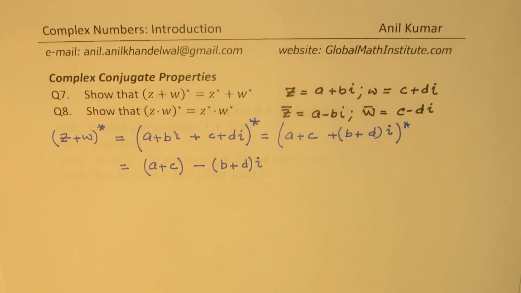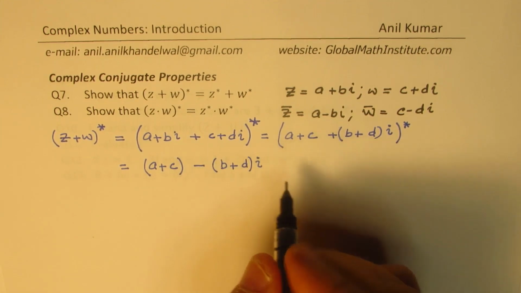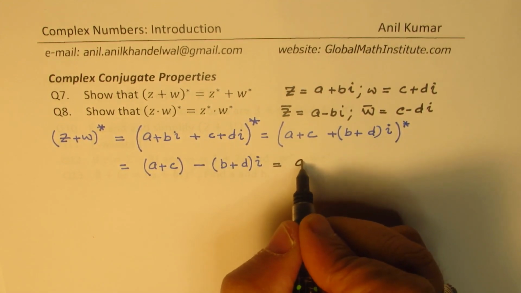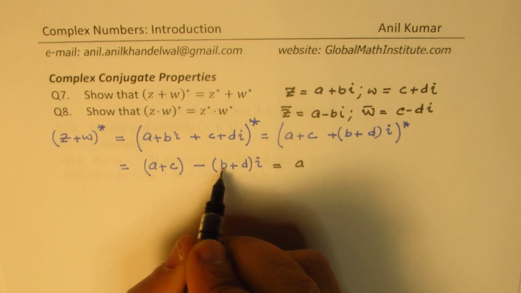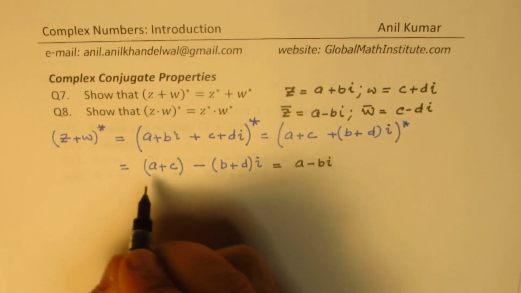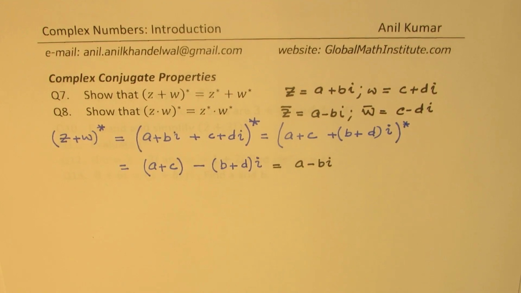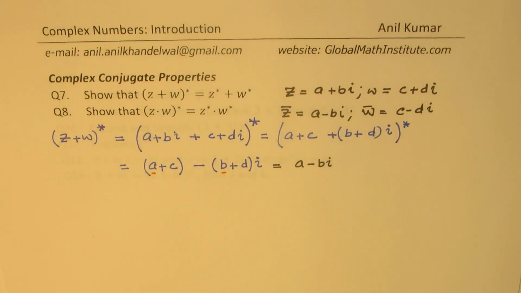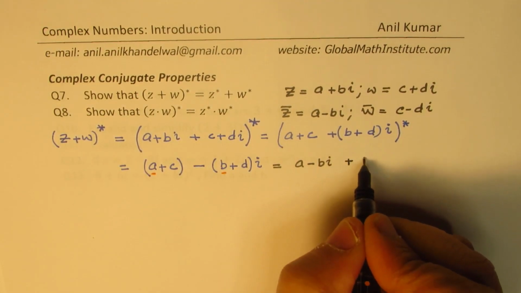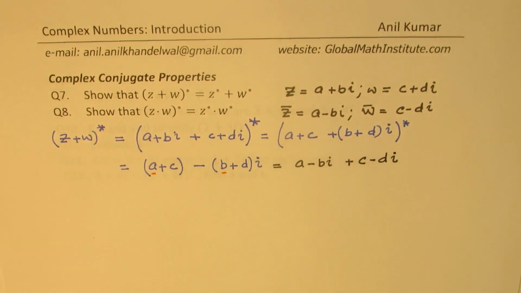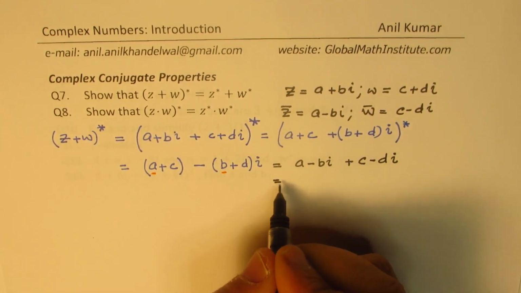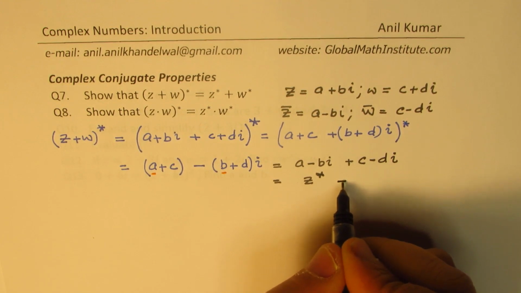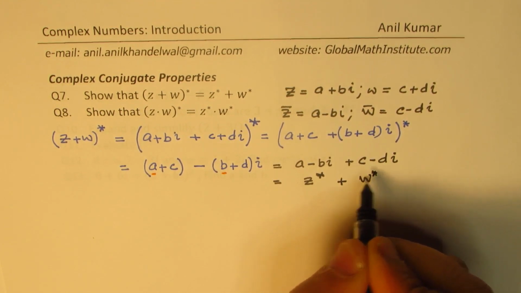So let's do part B of this, which is, let's open this bracket. So I could write this as a minus bi, just rearrange, right? So basically what I'm doing here is I'm combining a with bi, and I got plus c minus di. Good. Now that can be written as, that is the conjugate of z, right? And this is the conjugate of w. Is that clear to you?